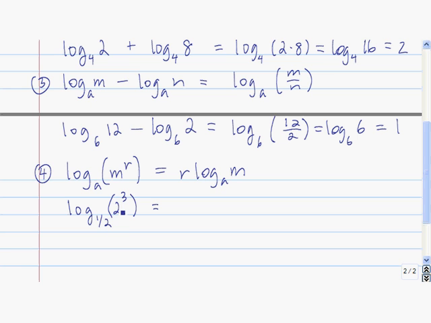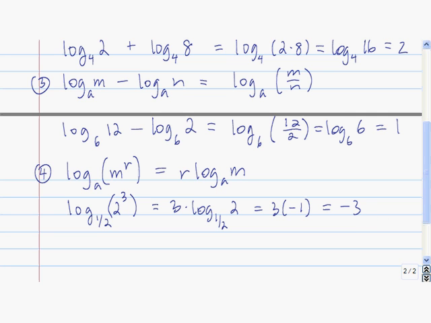So for example, log base 1/2 of 2 cubed is equal to 3 times log base 1/2 of 2. Okay, so just take this 3, bring it out front. Log base 1/2 of 2 is equal to -1. So this is equal to 3 times -1, which is -3.